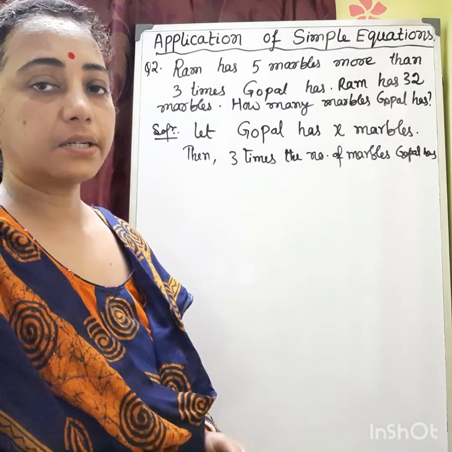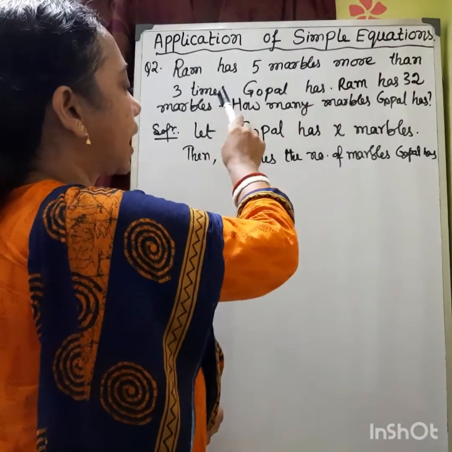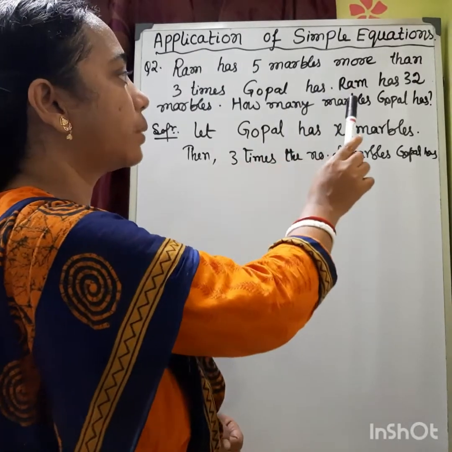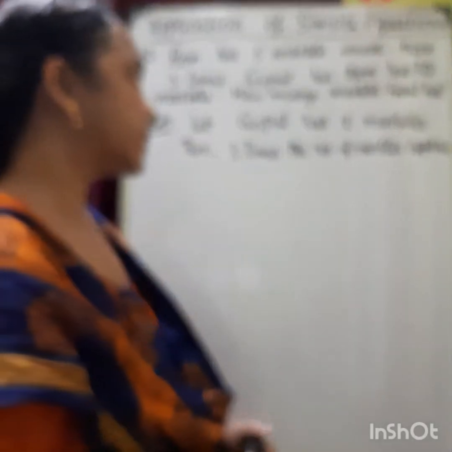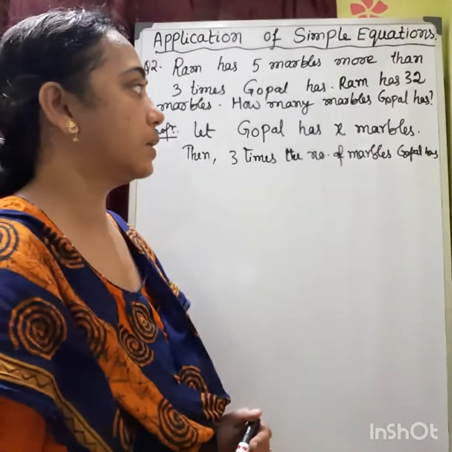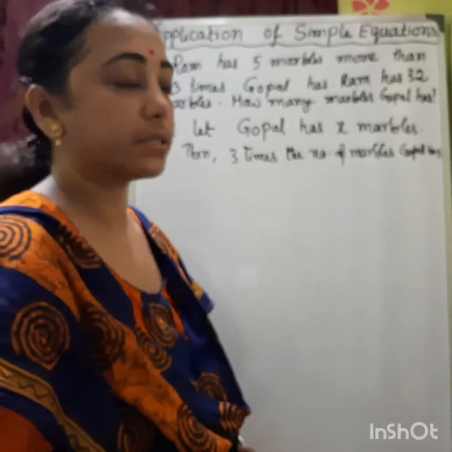So let us consider one example: Ram has 5 marbles more than 3 times Gopal has. Ram has 32 marbles. So how many marbles Gopal has? In this question, it is not given how many marbles Gopal has. So let us take that Gopal has x number of marbles.